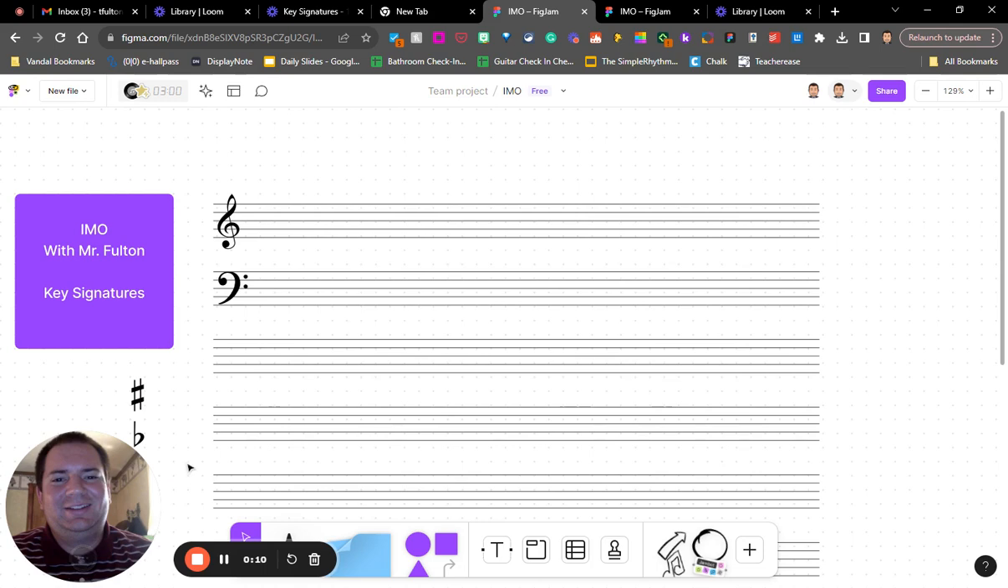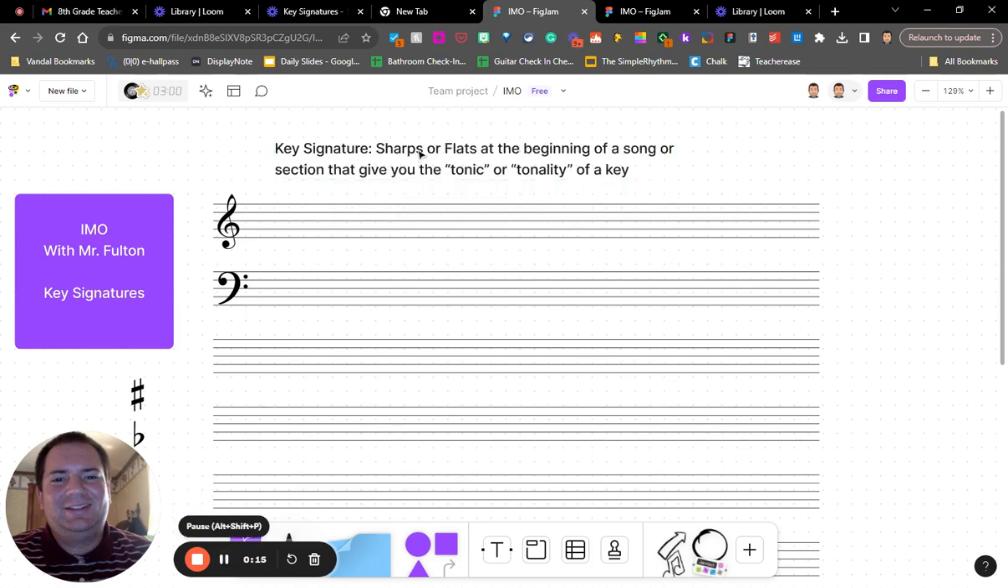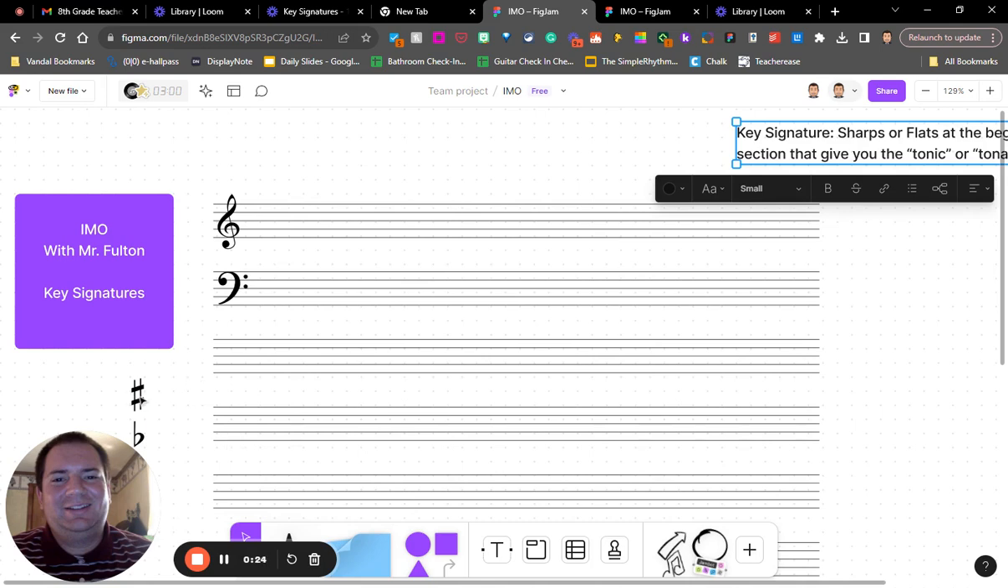So, my first ever tip for you is finding key signature. A key signature is sharps or flats at the beginning of a song or a section that give you the tonic, or show you the tonality of a key. A key signature will only use sharps or only use flats, never both.